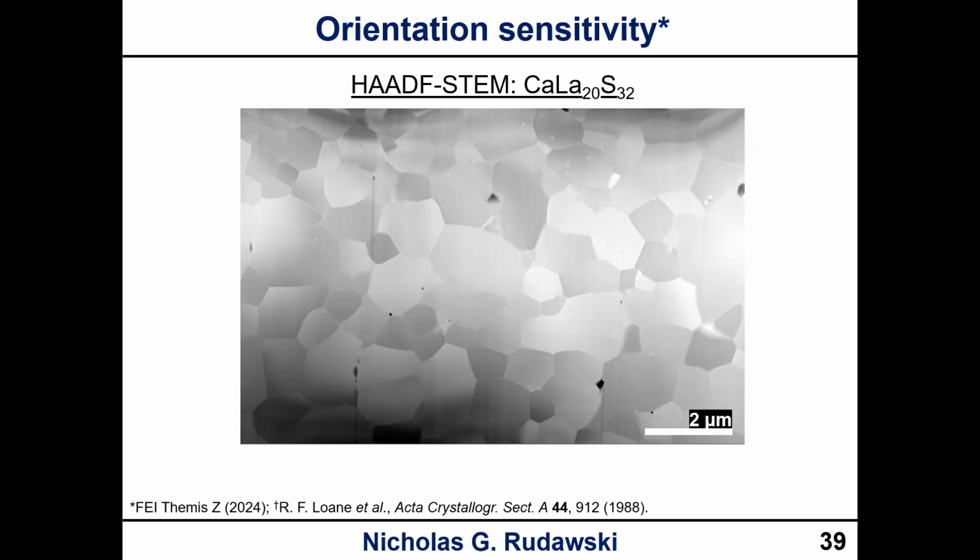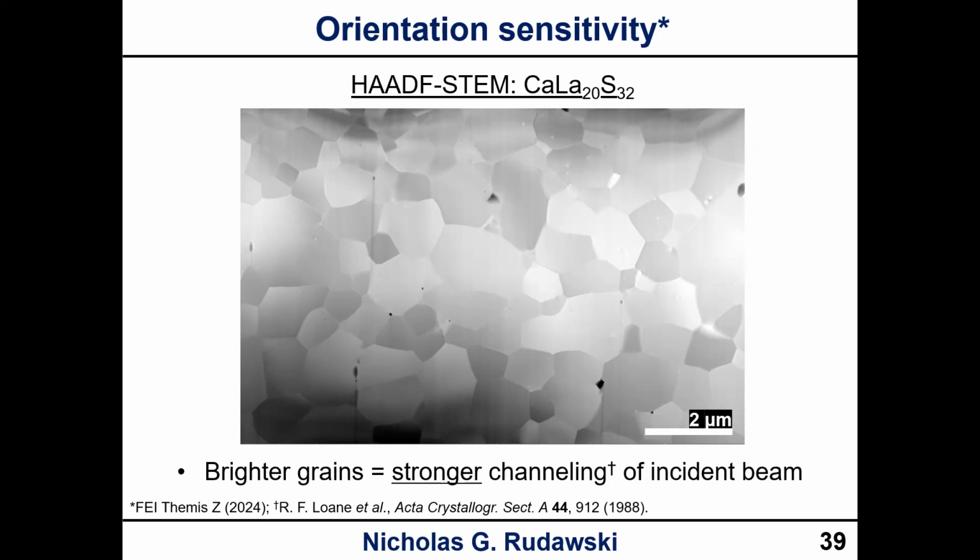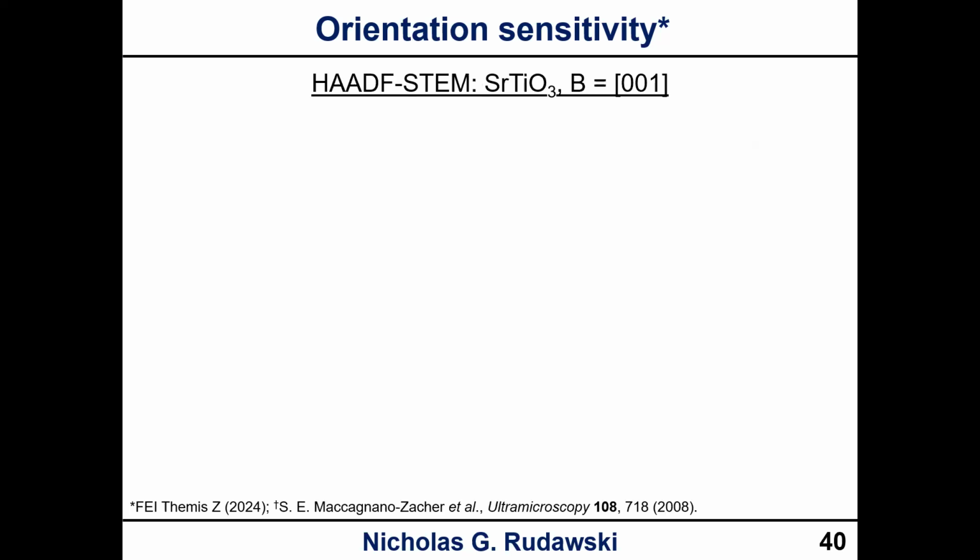This is kind of a hack for those of you who do HAADF-STEM imaging. If you look for an area on the sample that's a little bit brighter, it's probably closer to a zone axis than an area that's not, because it's going to channel more strongly. So the brighter grains mean stronger channeling of the incident beam. And this is true down to the atomic level as well.